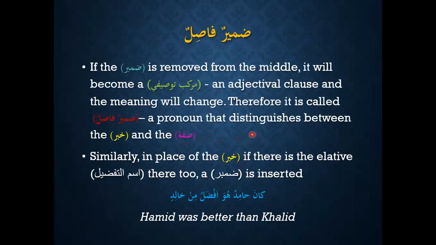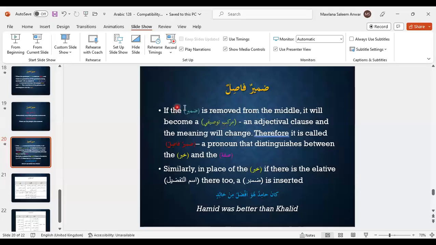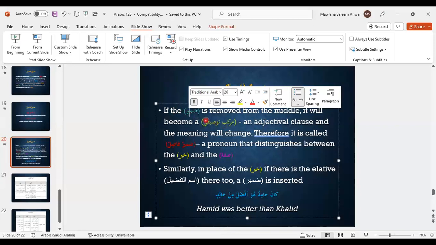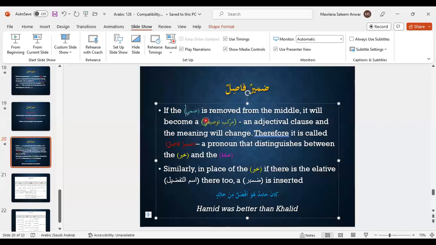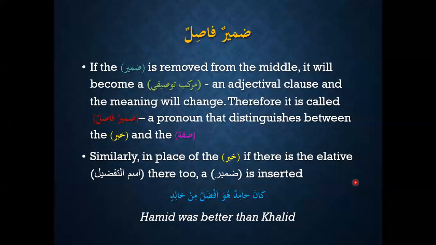ضمير فاصل. If the ضمير is removed from the middle, it will become مركب توصيفي, an adjectival clause, and the meaning will change. Therefore, it is called ضمير فاصل, a ضمير which distinguishes between the khabar and the sifa. Similarly, in place of khabar, if there is relative اسم التفضيل, there too a ضمير is inserted.